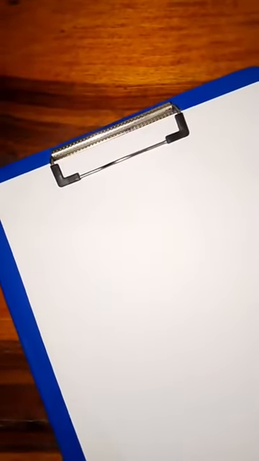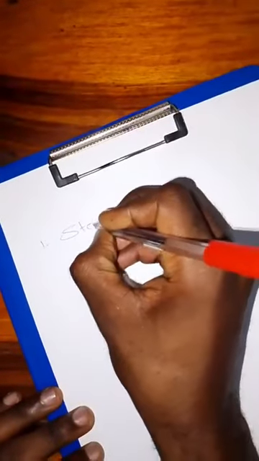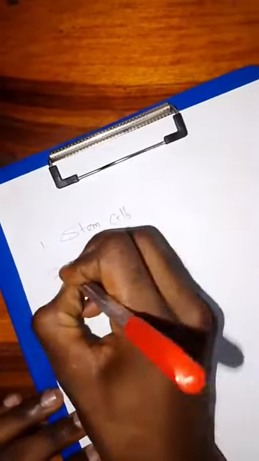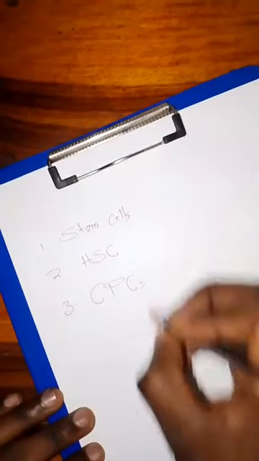Before we get deep into the erythropoiesis process, we have to understand certain terms. We have certain types of cells that are known as stem cells. Then you also have another type of cells that are known as hematopoietic stem cells. Then you also have another type of cells that are known as committed progenitor cells.